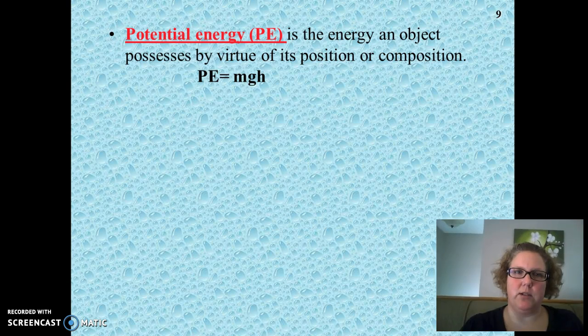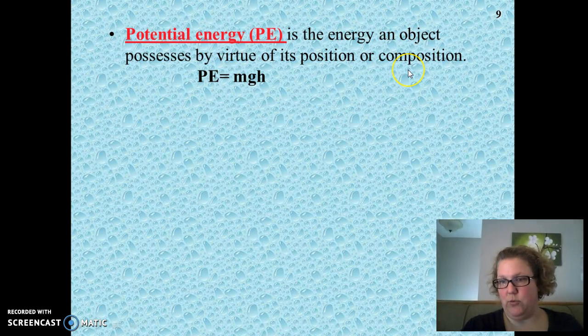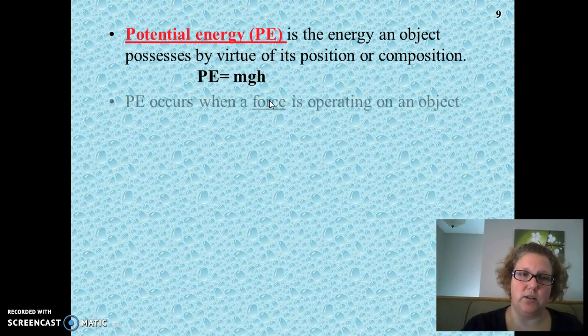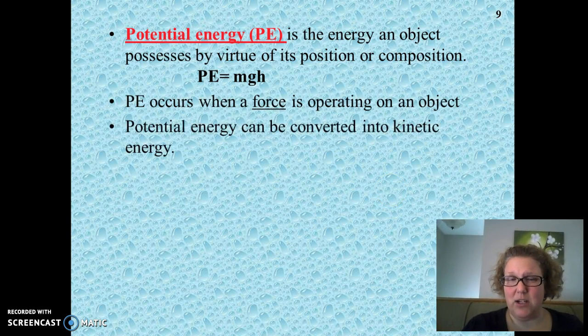Okay, that's the energy of an object that it possesses by virtue of its position or composition, meaning chemical composition, the energy stored in the bonds. Well, if you're talking about a book on a shelf, the potential energy is equal to the mass in kilograms times gravity, 9.8 meters per second squared, times the height that it's elevated to. That gives you the potential energy. So potential energy occurs when a force is operating on an object, and that potential energy can be converted into kinetic energy.